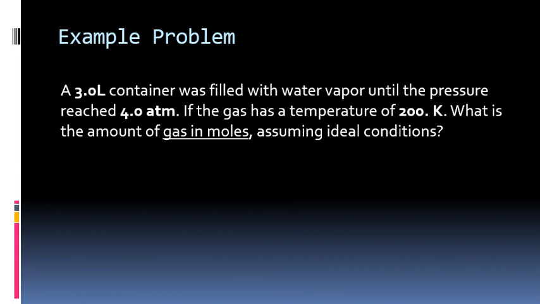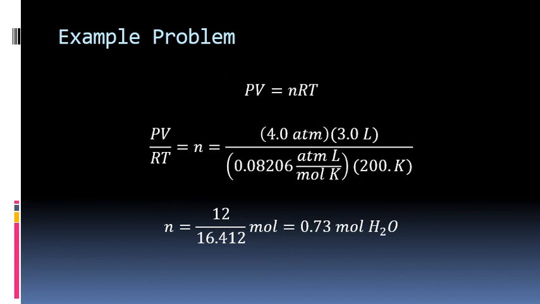So, assuming ideal conditions, that means that we're going to assume that we're using PV equals nRT and not the corrected version or the real gas law. And to solve this, essentially, we just have to recognize that we have volume, pressure, temperature, as well as the universal gas constant. Therefore, the only thing we don't know is the amount. Therefore, rearranging PV equals nRT to solve for n, we have pressure times volume divided by the gas constant times temperature. And that will equal our amount in moles.